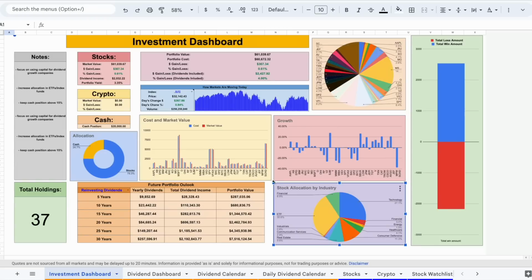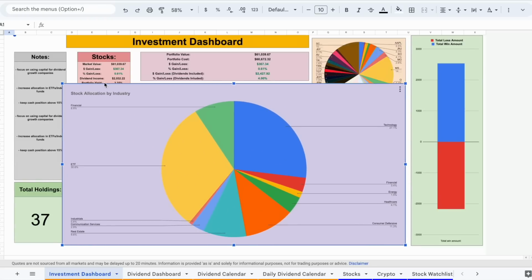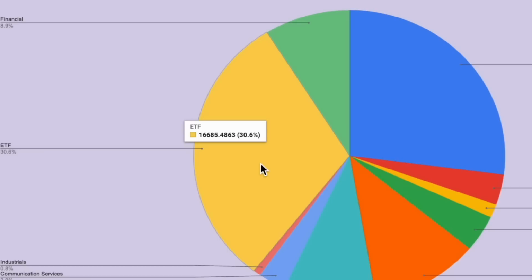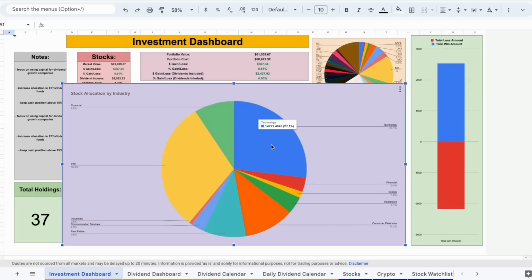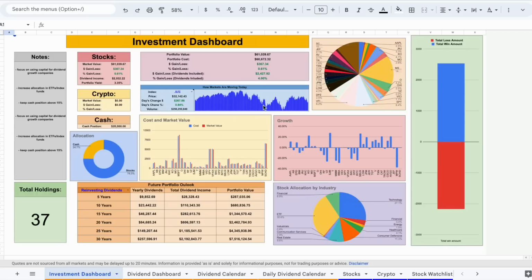If we look at our stock allocation by industry, we can now see ETFs overall make up 30% of my dividend portfolio. Technology is pretty large as well because of that Microsoft position. It's about 27%. We have real estate at 9.6, consumer defensive 11.3, and financials at 8.9. And it's really important we understand this allocation, but I'm going to come back and talk about that just a little bit later. Let's go ahead and jump over to my dividend dashboard.